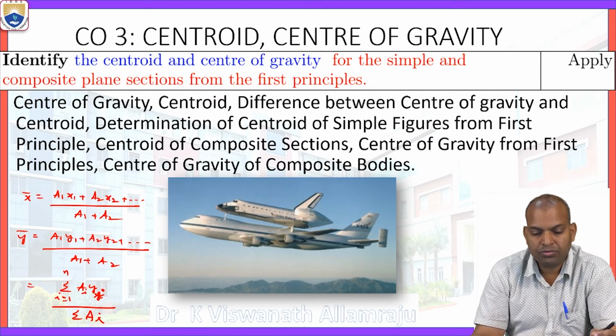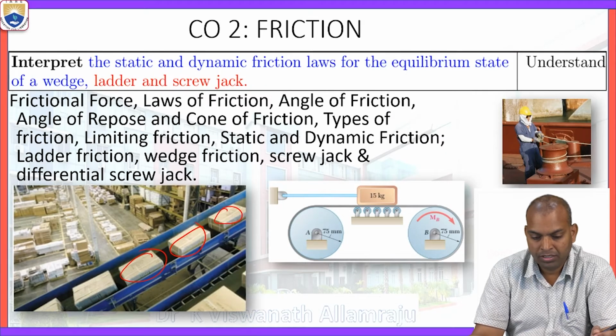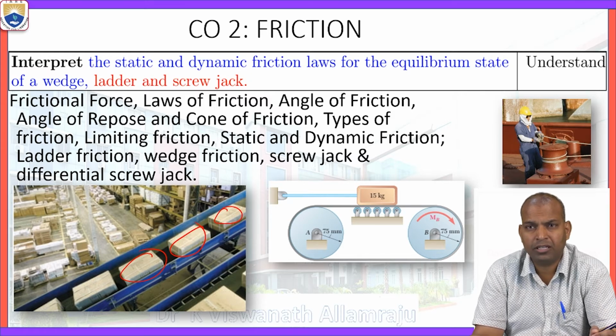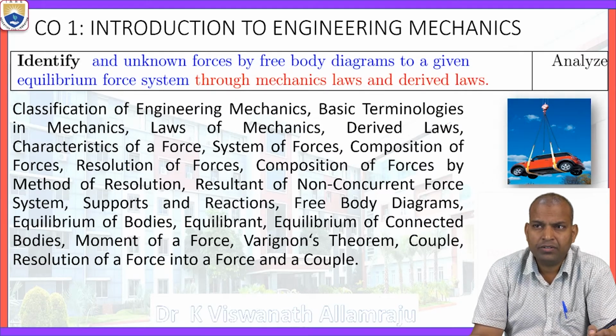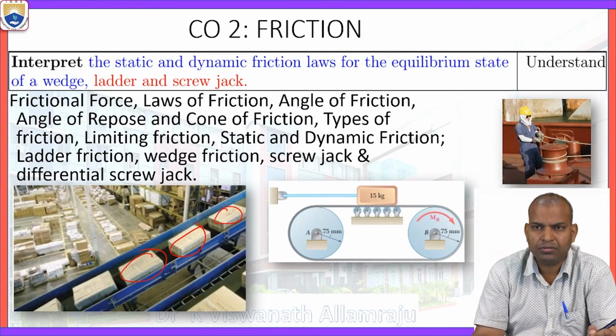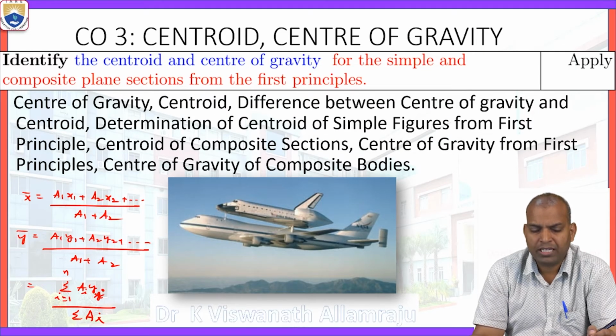Next, it is related to the Bloom's taxonomy level for centroid and center of gravity, which is the apply level, and friction also comes under here. Interpretation and understanding are mentioned, but we are going to apply the laws of friction, and identifying is related to analyze. So these are the Bloom's taxonomy levels.